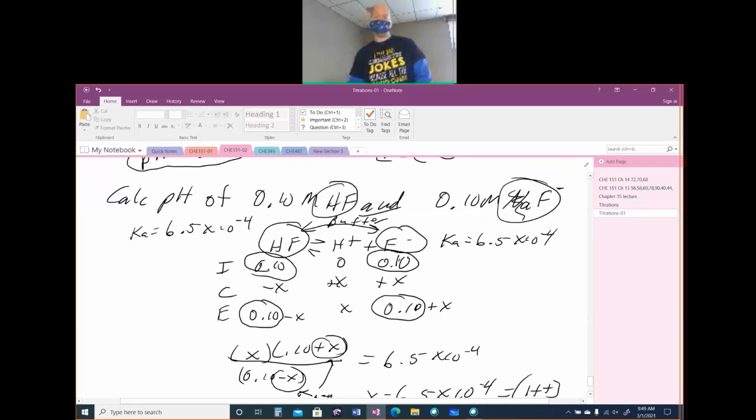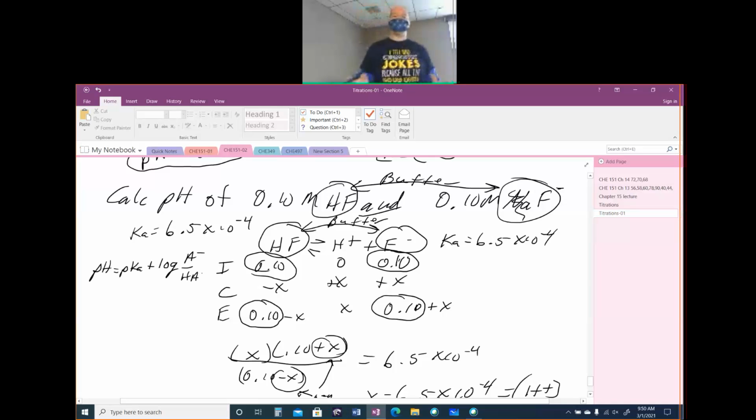Once you recognize you have a buffer, you do not have to write a reaction. Well, you have to write an equation. You have to write the Henderson-Hasselbalch equation, that your pH is equal to the pKa plus the log of A minus over HA. All right, so again, for a buffer, you have to have weak acid, some concentration, its conjugate base, some concentration, 0 H plus, 0 OH minus.